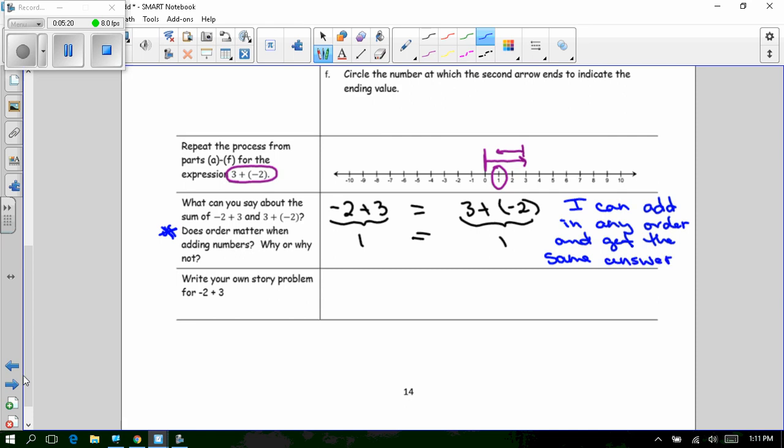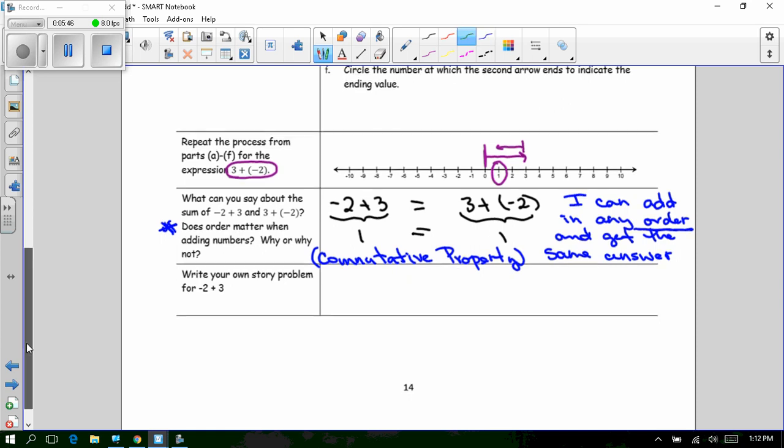Okay, that's called the commutative property. C-O-M-M-U-T-A-T-I-V-E, commutative property. The commutative property says you can change the order. Underline the word order. That's the key to that one. I can change the order. Doesn't matter. All right, let's have a story problem for the numbers -2 and 3.